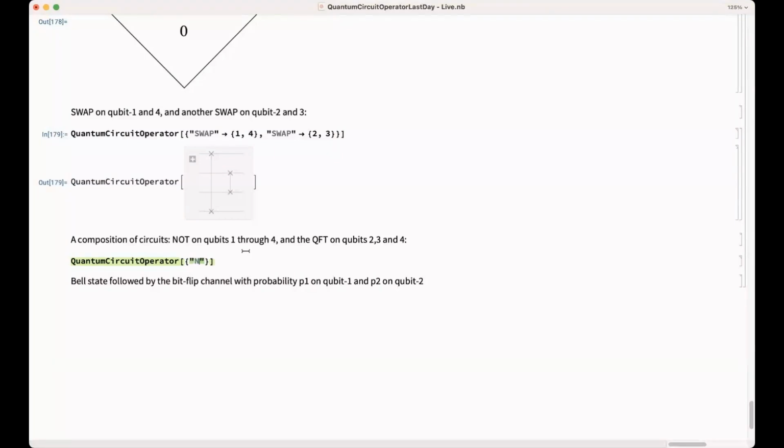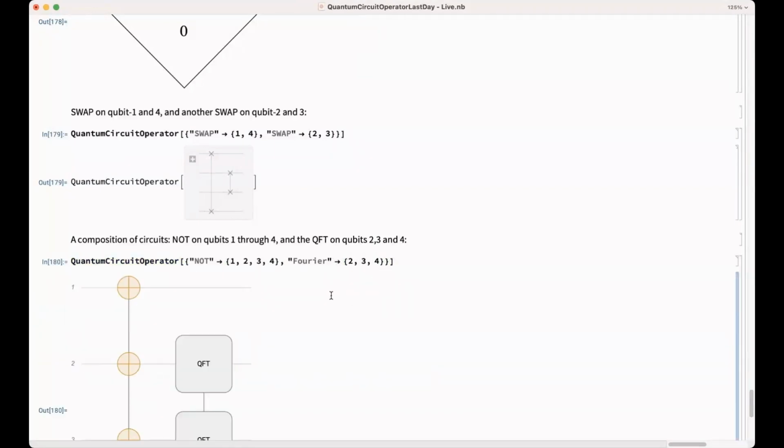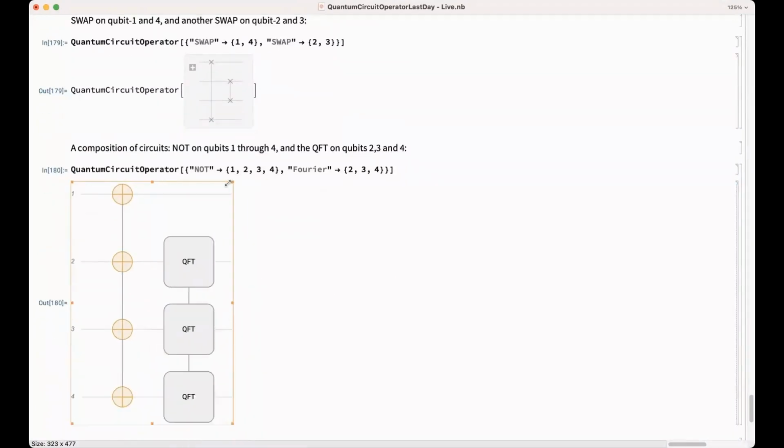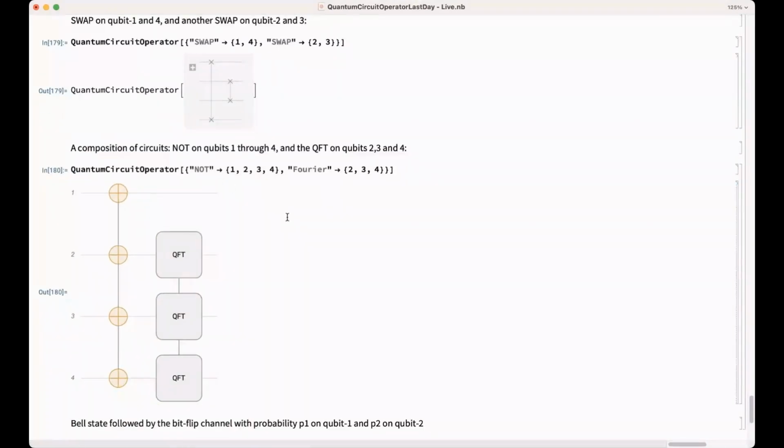So we have the quantum Fourier transform on qubits 1, 2, 3, 4, all of them. And then Fourier. Weird looking. Okay, then just so you see, you may not like it, we totally understand, but let's create it using the composition.